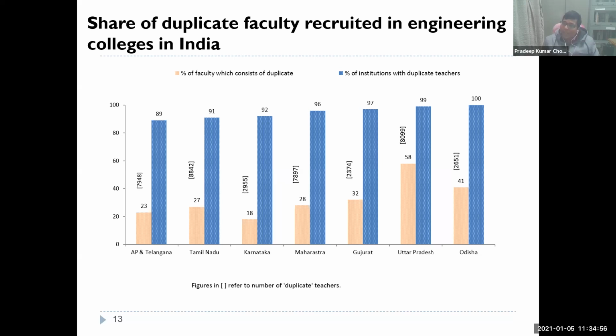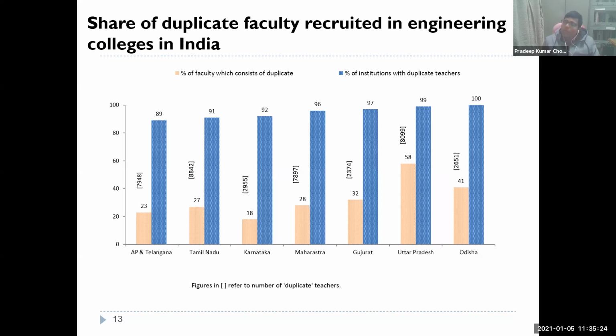What is that? That means in some of the engineering colleges, a teacher who is recruited in some other engineering institution is again recruited as full-time faculty in other engineering institutions. Let's say I am Pradeep Choudhury, and I am recruited in several engineering colleges as a regular faculty. Then I will be considered a duplicate in many cases, because I am eligible to be employed as regular faculty in one, maybe part-time in others, that may be permitted, but as full-time you cannot.